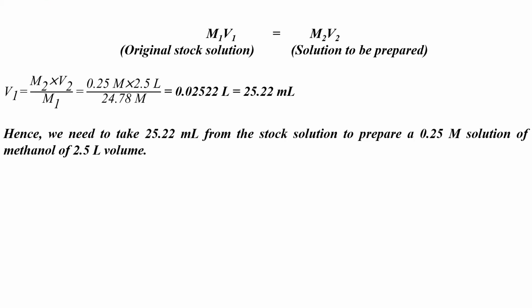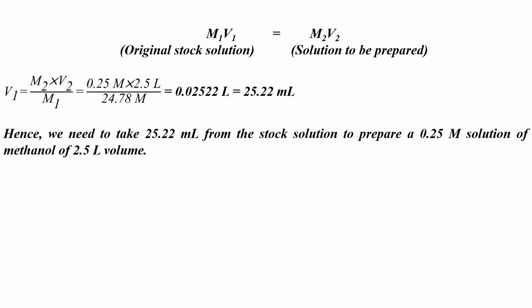Now, moving on to the second step. In this step, we would calculate the volume of the solution V1 that is to be taken from the original stock solution of methanol in order to make a 0.25 molar solution of 2.5 liter volume. We use the molarity equation for this purpose, which is M1V1 equal to M2V2. Okay, on rearranging, we get V1 equal to M2V2 divided by M1.